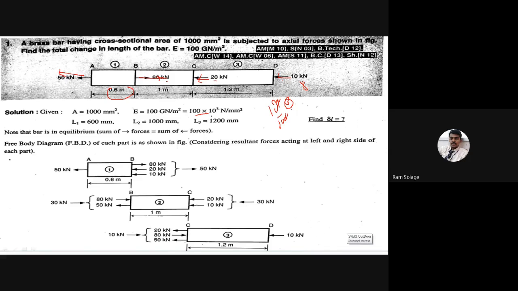Means what? The given bar, in the given problem, they are showing the diagram always in equilibrium condition. So addition of right hand forces is equal to the summation of left hand forces. Note that bar is in equilibrium position. So sum of forces in right hand side is equal to sum of forces in left hand side. Write down this sentence.